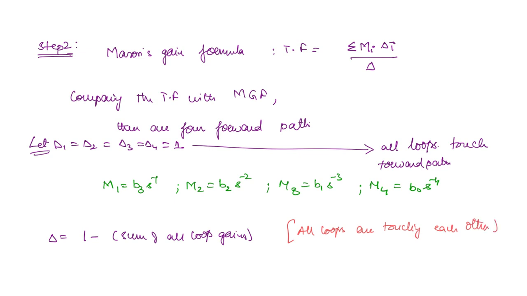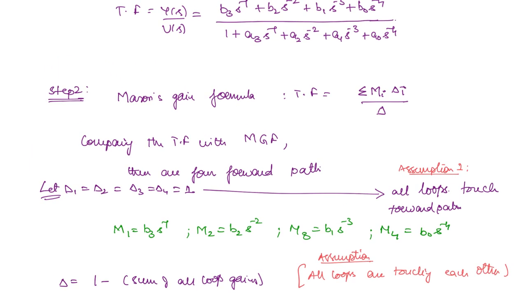The first assumption is that delta 1, delta 2, delta 3 and all, they are equal to 1. So that means this follows from the assumption that all loops are touching the forward path. This is assumption 1. And what was assumption 2? All loops are touching each other. That means there are no non-touching loops. Now comparing both the denominators, what will you get? Delta is equal to 1.